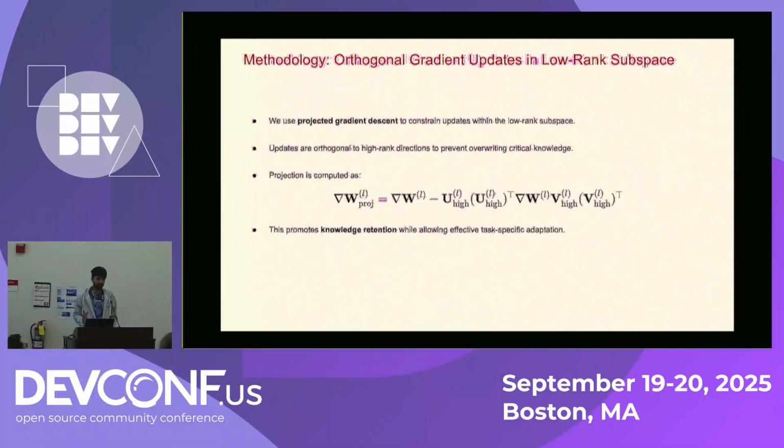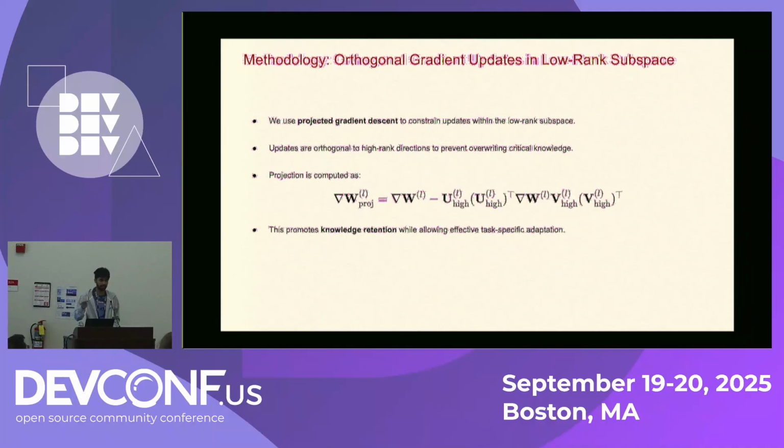Okay, so now that we have bifurcated each matrix into the high rank subspace and the low rank subspace, how do we actually train the low rank subspace? We do this using projected gradient descent. The high rank subspace is kept frozen. For the low rank subspace, you take the gradient of the loss with respect to that low rank subspace, but you ensure that it doesn't come in the way of the high rank subspace. And the way we do that is using projected gradient descent.